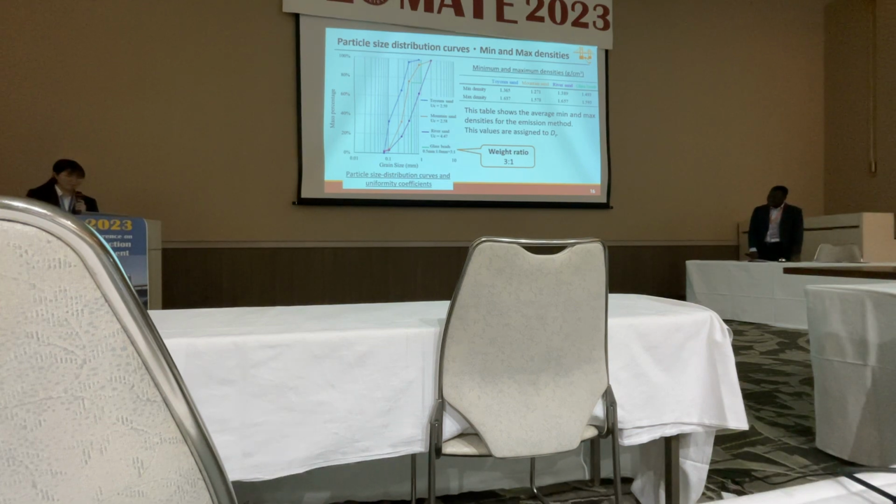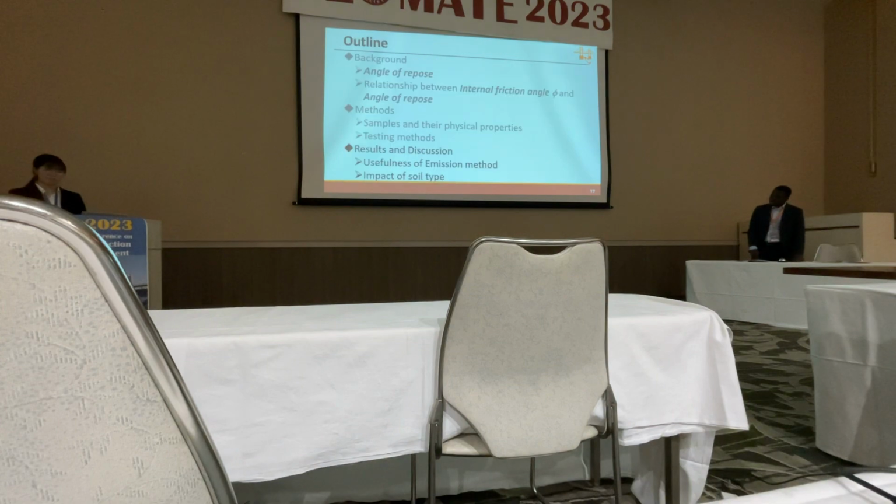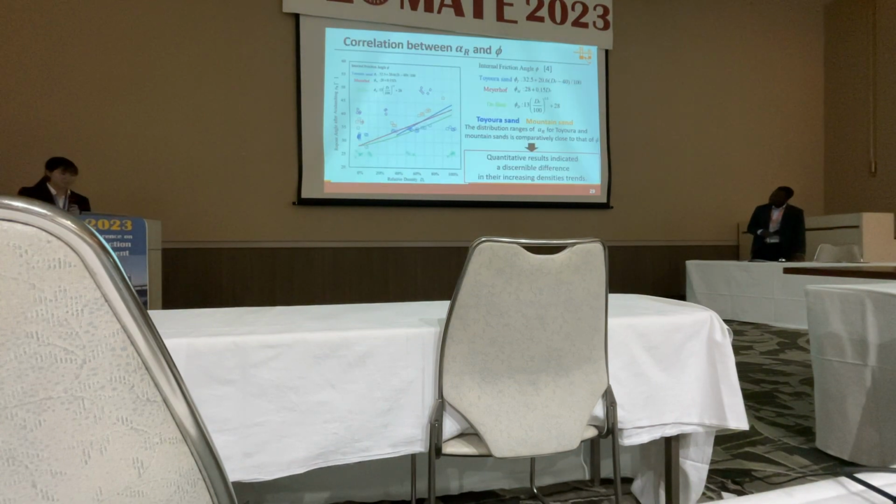I use the average, mean, and max densities for the emission method because there are variations. So you are not using the minimum void ratio and maximum void ratio as the reference data to calculate the relative density. Sorry. So you didn't use the minimum void ratio or the maximum void ratio to calculate the relative density for each sample. Otherwise, you should.